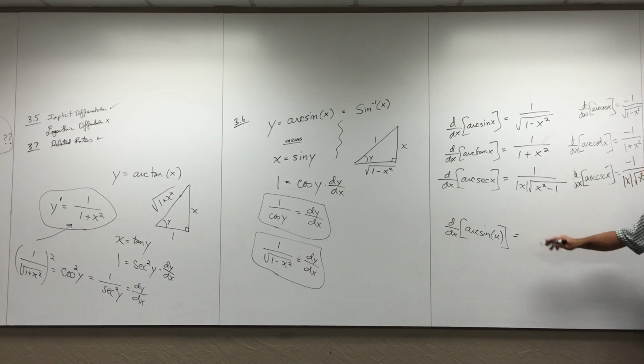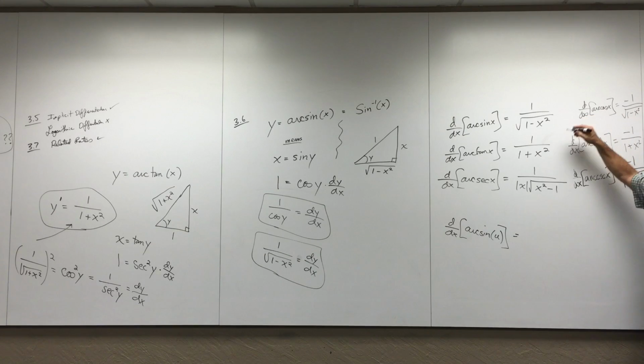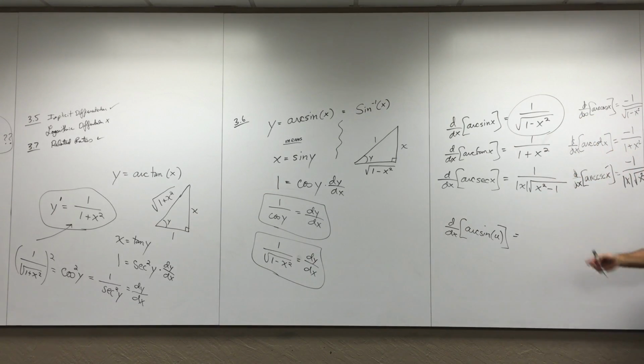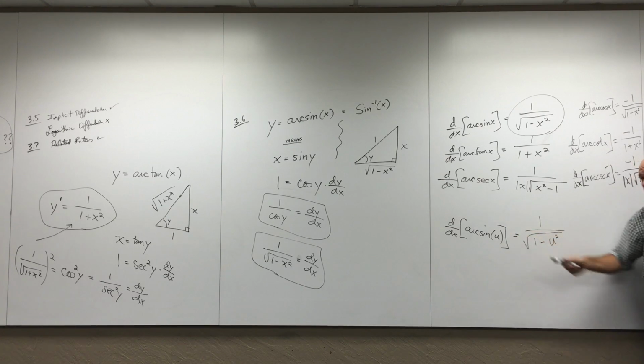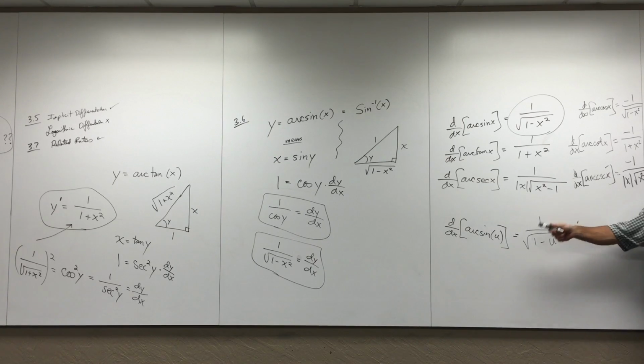Say it's just arcsine. I'm just repeating this rule, but because it's a u, how do I write the rule? 1 over the square root of 1 minus u squared. But because u is a function of x, you got to do the chain rule. And so out on the end, you have u prime. That's me doing the chain rule. That's me doing the derivative of u with respect to x. This is how we write our rules.